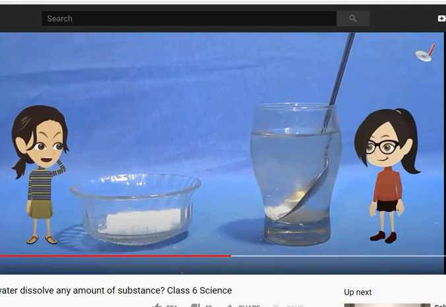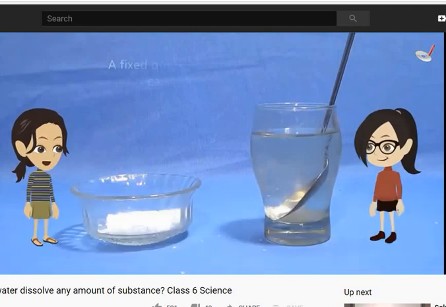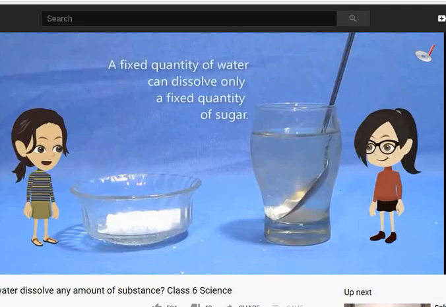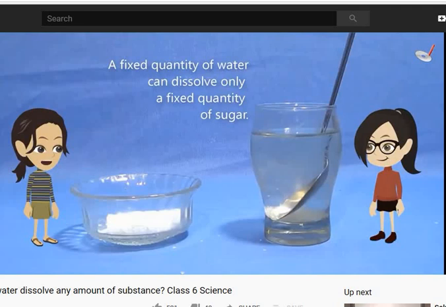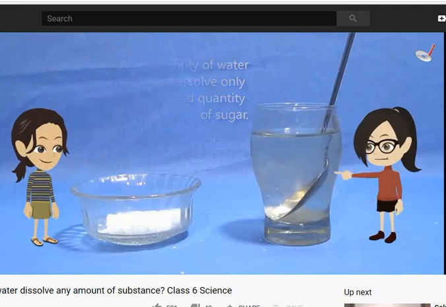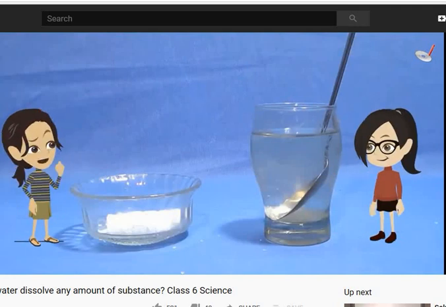Exactly. This is what I was telling you. So it means that if we take a fixed quantity of water, only a fixed quantity of sugar can be dissolved in it. Not just sugar. Any dissolving substance will have a fixed quantity that will dissolve in a given fixed quantity of water. That means things like salt, baking soda, etc. will also have a fixed quantity that dissolves in water.